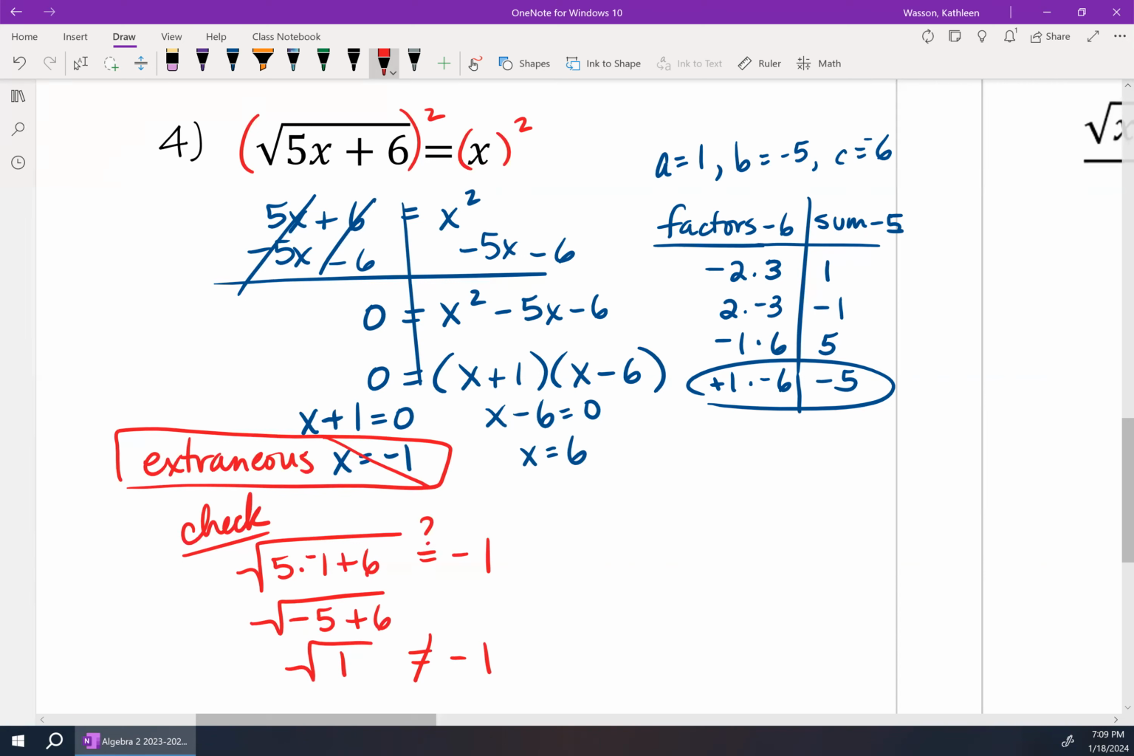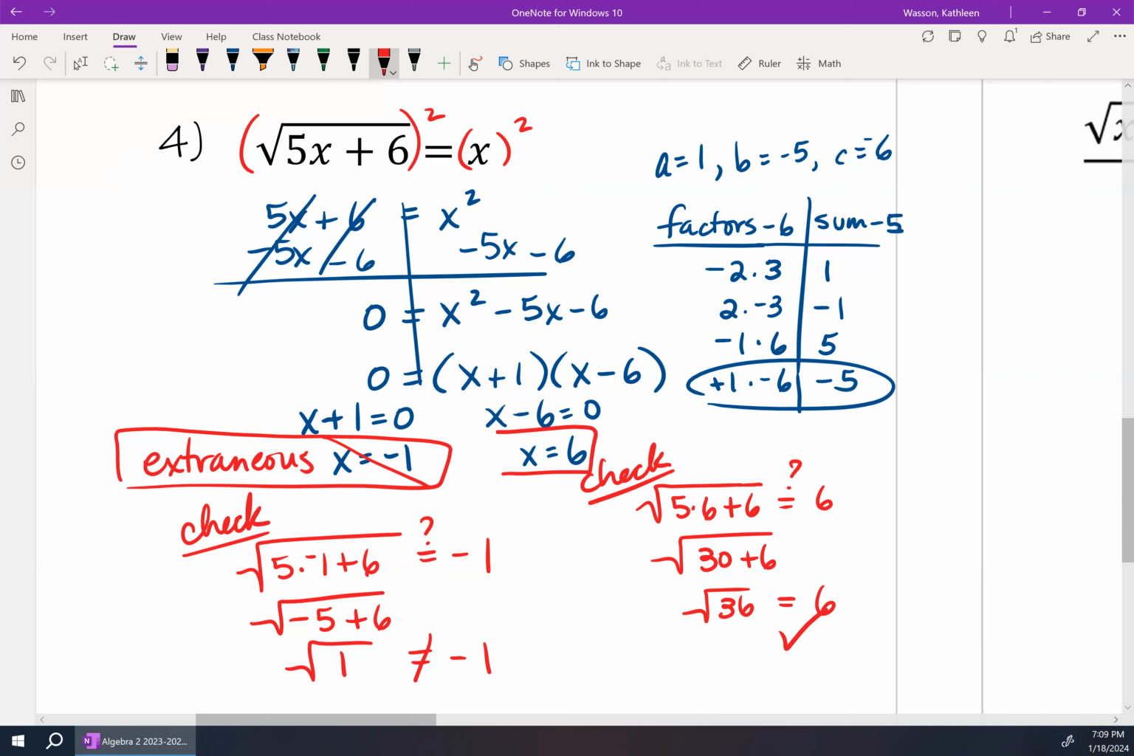Let's check x equals 6. Is square root of 5 times 6 plus 6 equal to 6? This is square root of 30 plus 6, so square root of 36. This is equal to 6, so this one works out. I only have one solution for that problem.